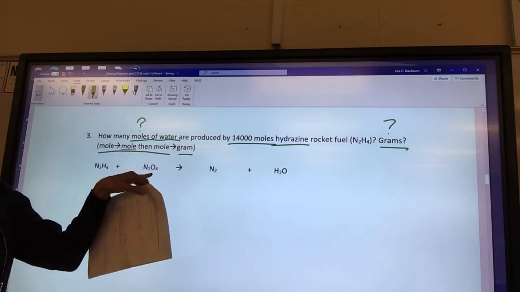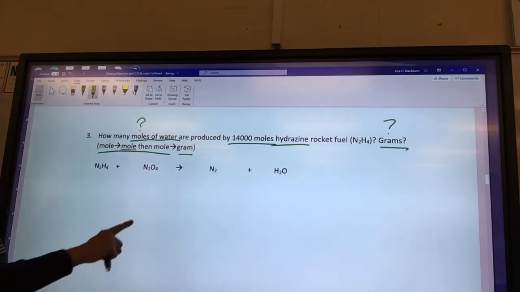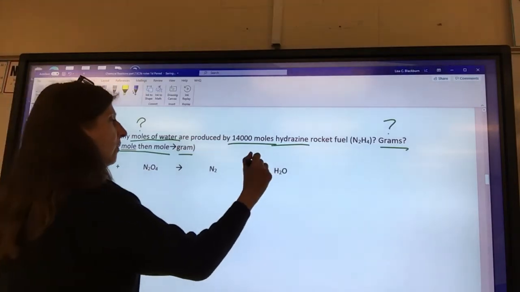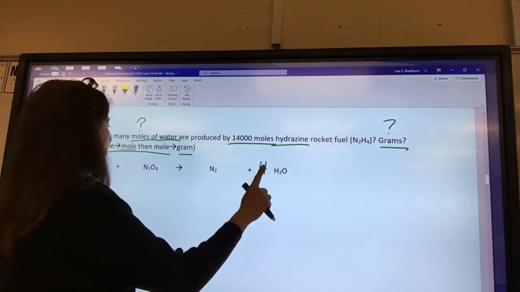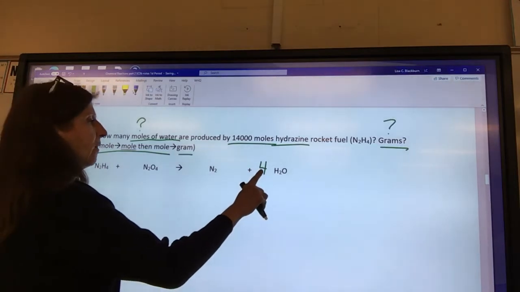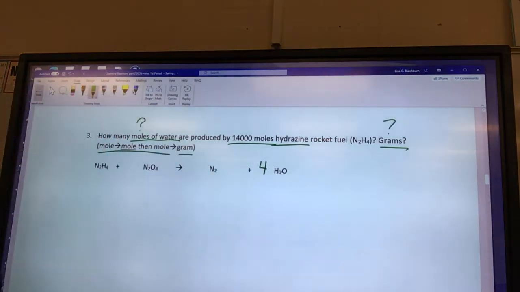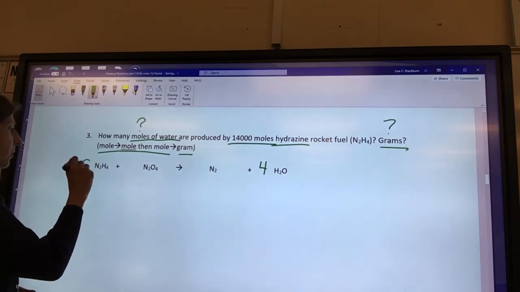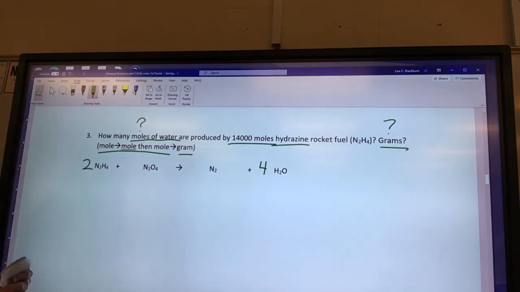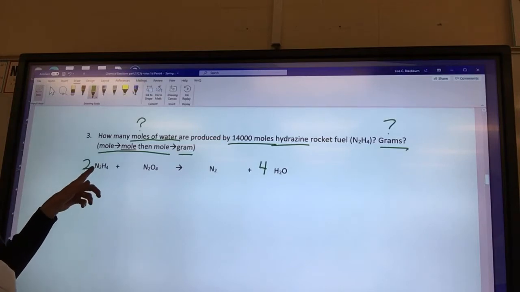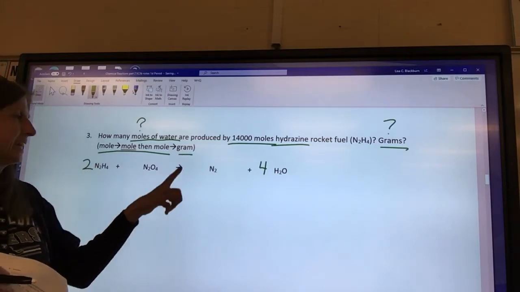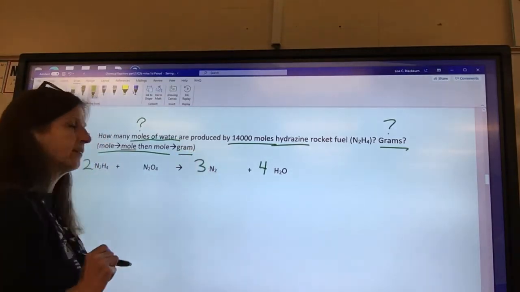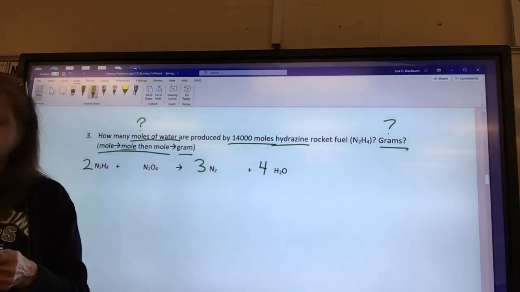So let's start with our oxygens this time. If I have 4 oxygens here, what do I need over here? A 4. Okay, now let's look at our hydrogens. I have 4 times 2, which is 8. So what do I need over here? A 2. Okay, and now let's look at our nitrogens. We have 2 times 2 is 4, plus 2 is 6. So what do I need here? A 3. Now it's balanced. Okay, what's the next step?